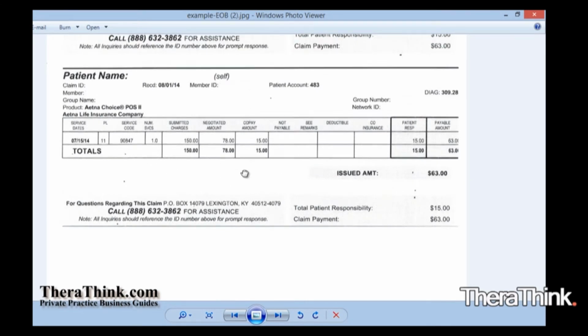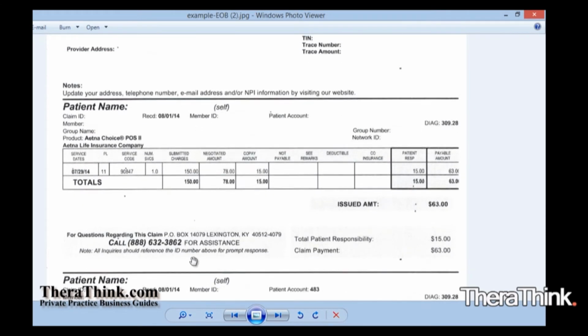Again, we have a different diagnosis code. Okay, so this is for family therapy, I believe. Again, same place, same units, same full price, just a different contracted rate. So instead of $70, it's $78, but there's still a $15 copayment, which means that you're going to get paid more money from the insurance company. Okay, so again, 15 plus 63 has to equal 78. It has to equal the contracted rate.